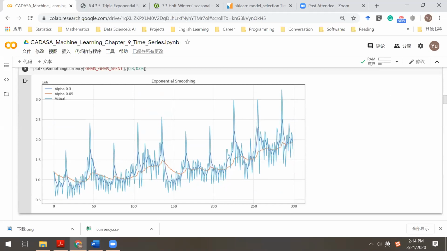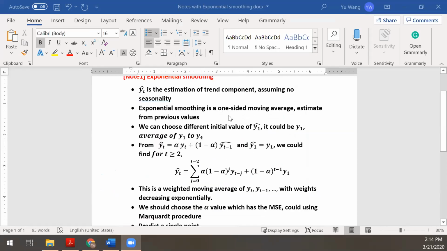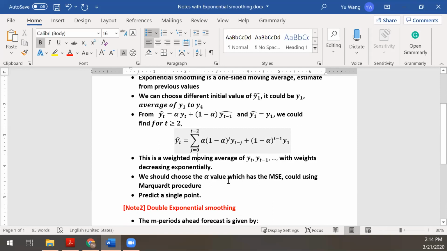I want to mention another point while using exponential smoothing. We could choose different initial values for y1 hat. I used y1, the real value, but I could also use the average of y1 to y4. As I mentioned before, to choose the alpha value we could use MSE, and we could use a Markov procedure, but I didn't cover that here, though you can find it on Google.